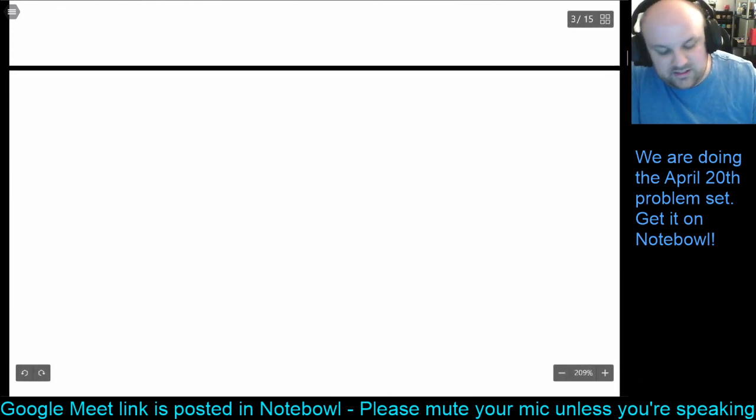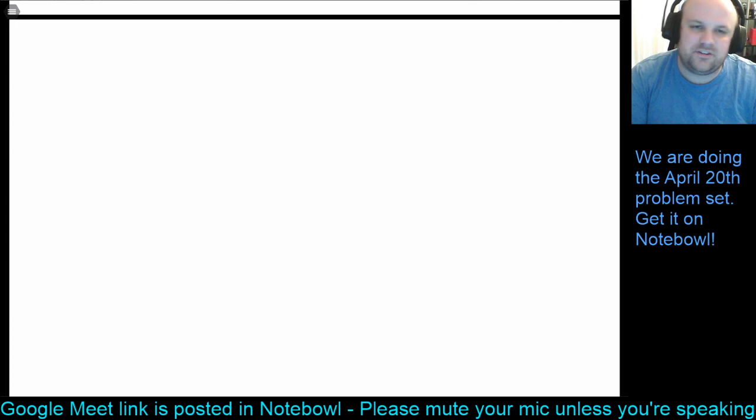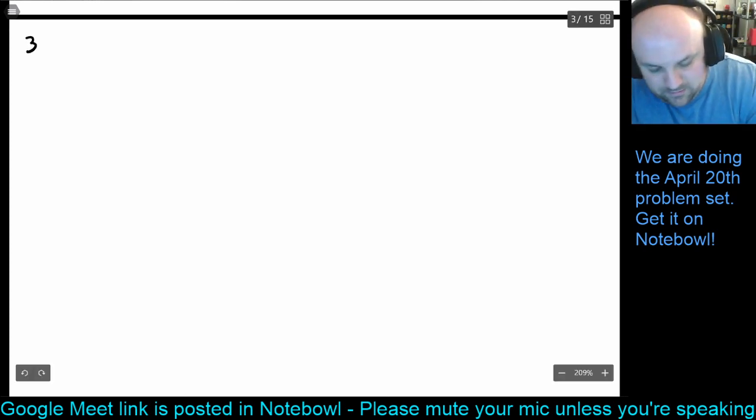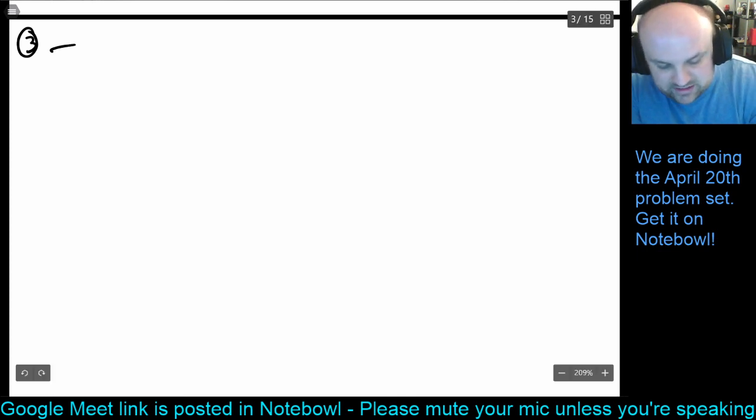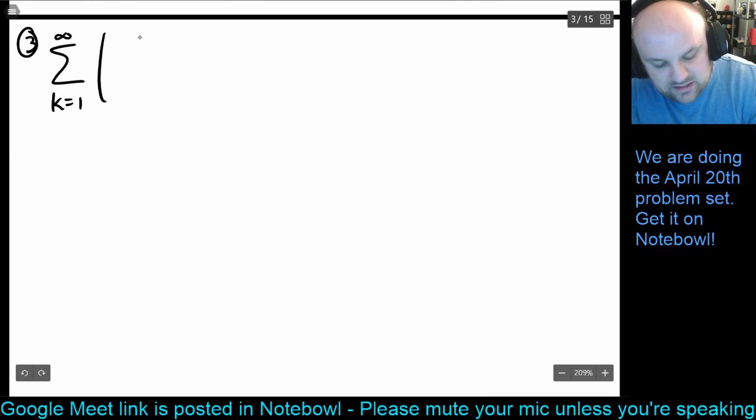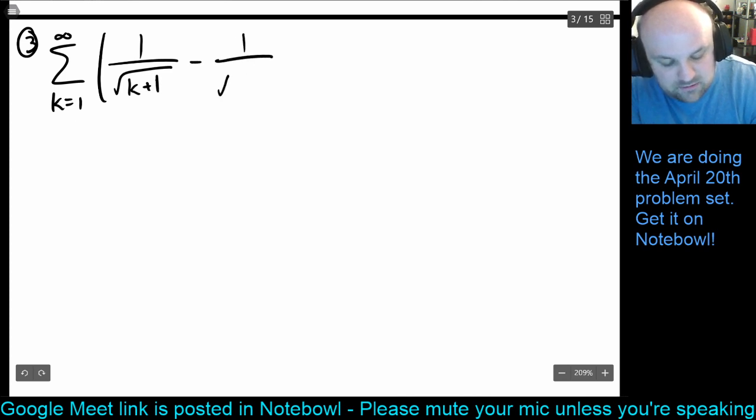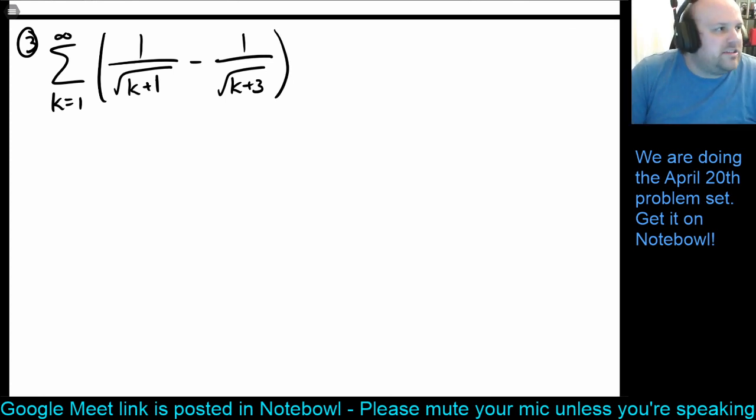So let's look at the next problem. After this, these are going to get quite a bit simpler. Right? So this one here, this is actually a really interesting type of series. So if we look at this, we have 1 over square root k plus 1, minus 1 over square root k plus 3. We actually get some interesting things with this type of series. It has nothing to do with the square root or anything. We'll see in a second here.